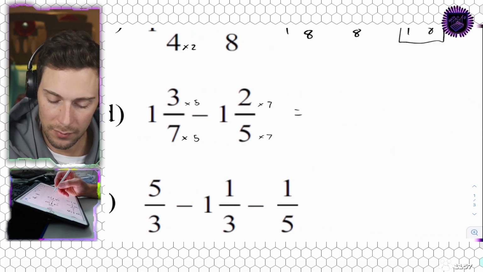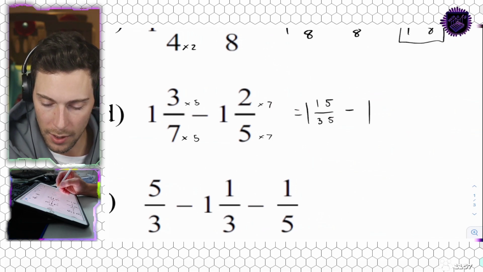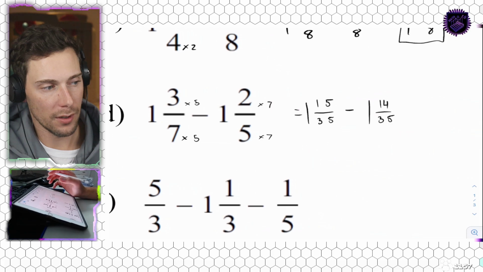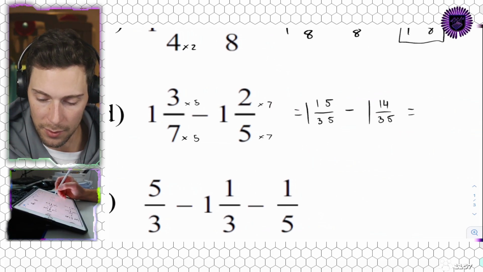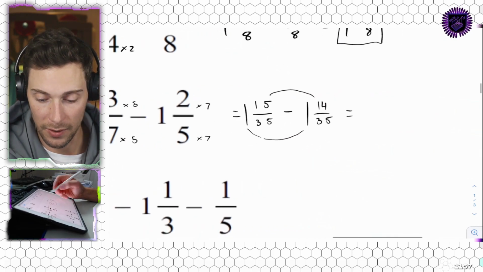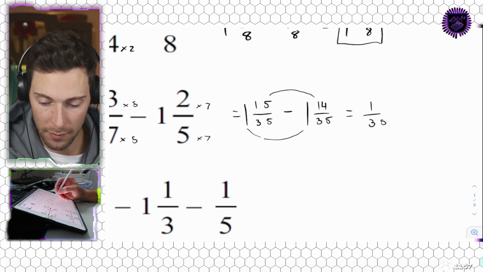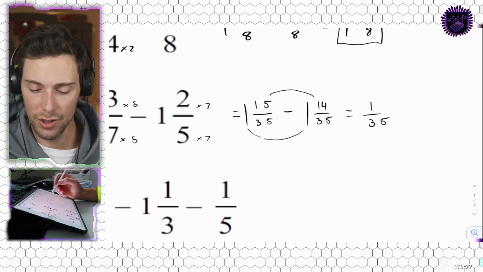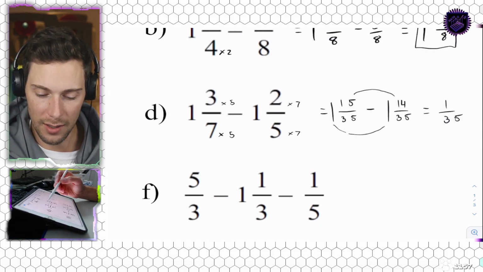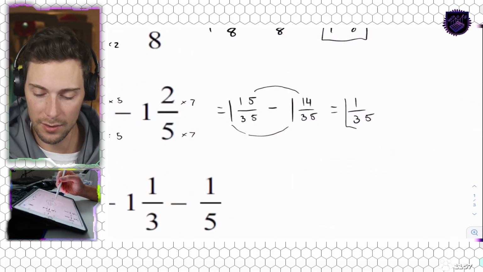So it's going to be 15/35 minus 14/35. Pretty darn close there. It's going to be equal to 1, right? So we subtract, which leaves us with 0 whole numbers and 1/35. This is what I was looking at the start, and I was thinking, geez, is 3/7 more than 2/5? Because we're not doing negative numbers here. There's our answer, 1/35. It's darn close.